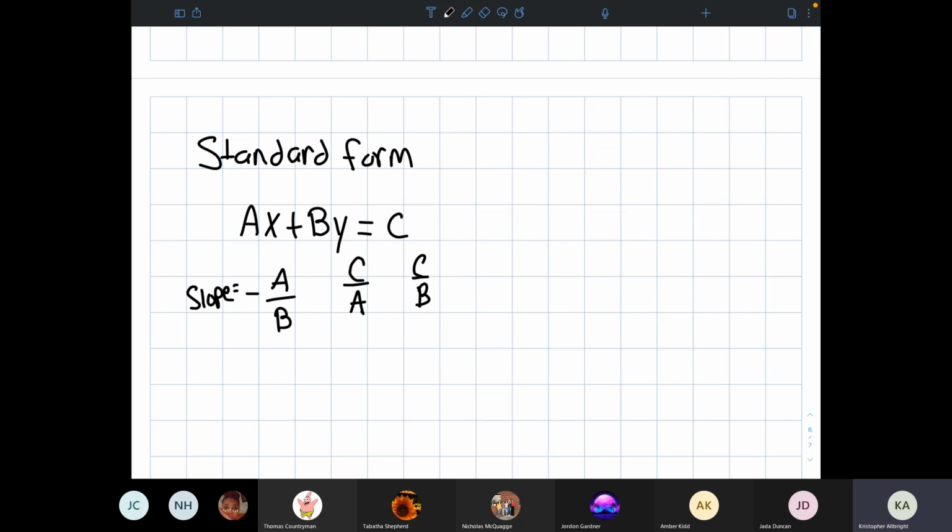Okay, so realistically, the most important part of standard form is how to get it to slope-intercept form. And really what you need to remember to get anything to slope-intercept form is that slope-intercept form has y by itself. If it doesn't have y by itself, it is not in slope-intercept form. That means nothing multiplied by it, nothing added to it, none of that. It all needs to be completely by itself.